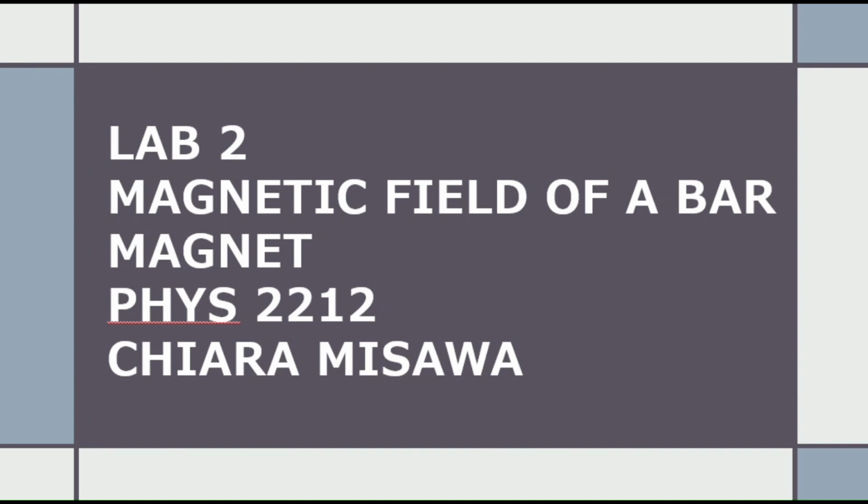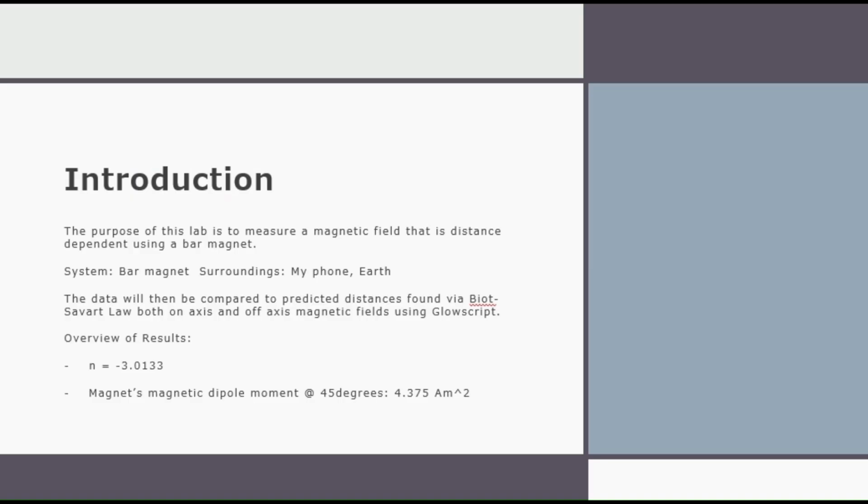Hi everyone, so today I'm going to be going over the magnetic field of a bar magnet. This was our lab 2 for physics 2212. In this lab, the purpose was to measure a magnetic field that is distance dependent using a bar magnet. In my case, the system was the bar magnet and the surroundings were my phone and the earth.